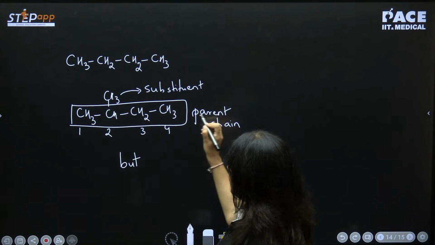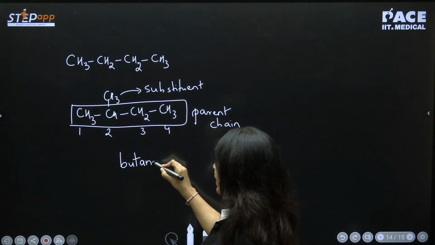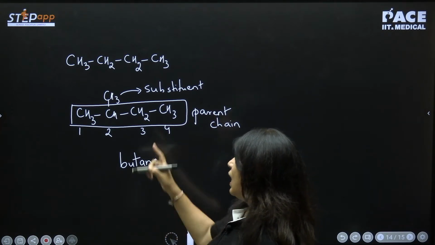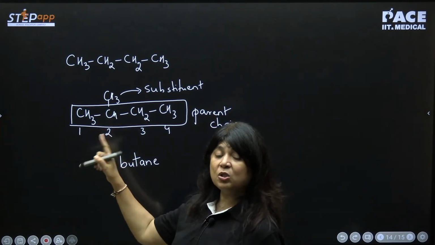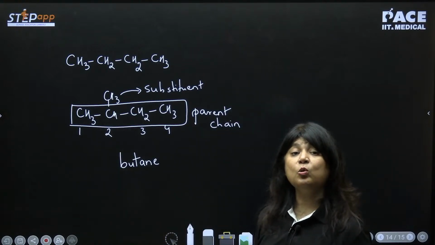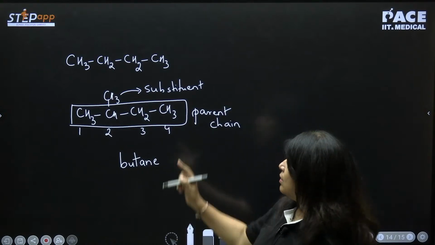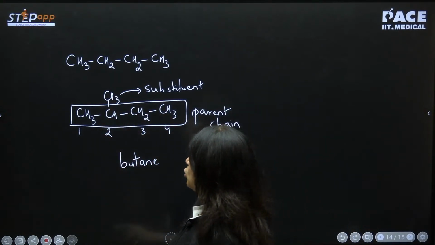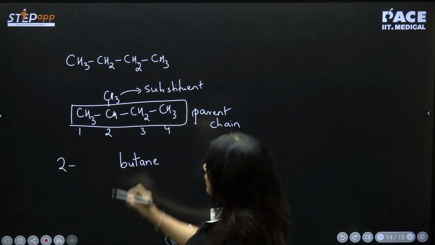The parent is saturated because there are no carbon-carbon double or triple bonds. So the parent is butane. Now I'm not going to use any primary prefix here because the compound is not cyclic. But I'm going to use a secondary prefix because the compound has a substituent. The substituent lies on position 2. So position 2 has a substituent.